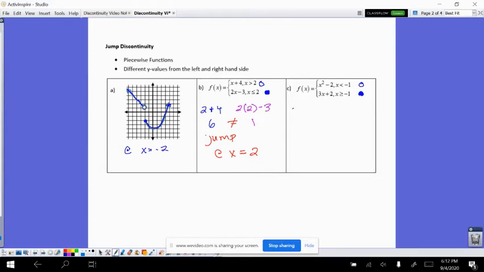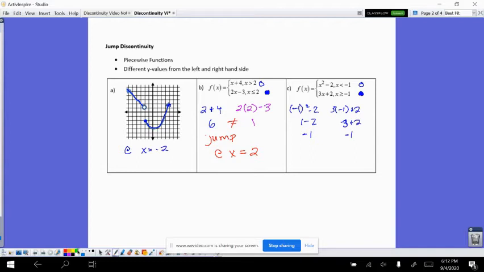So remembering PEMDAS, we'll plug in negative 1, square that and subtract 2, which gives us a value of negative 1 for the quadratic, the first function. For our second function, we'll plug in negative 1, and we'll get negative 1 as our answer.